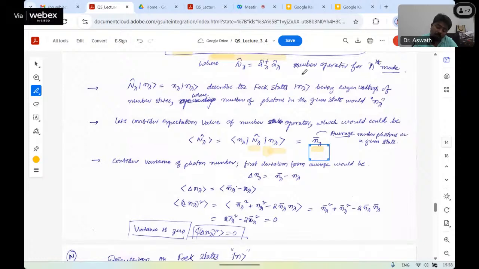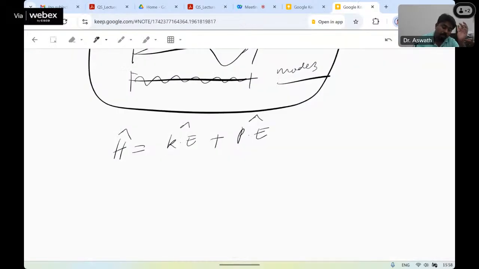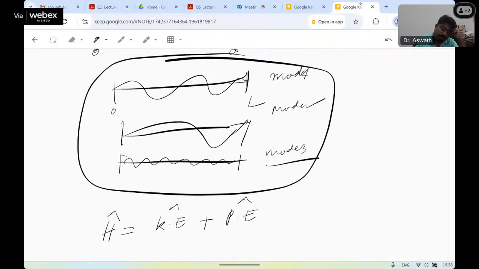In general, I'll try to find how many photons are there in a particular mode, and that comes out to be n bar, the average number. Let's say we want to see how each state would vary away from the expectation value. Let's say there are various modes. This mode would have, let's say, 5 photons. This mode will have 7 photons. This mode will have 3 photons. Let's say the average number is 4.